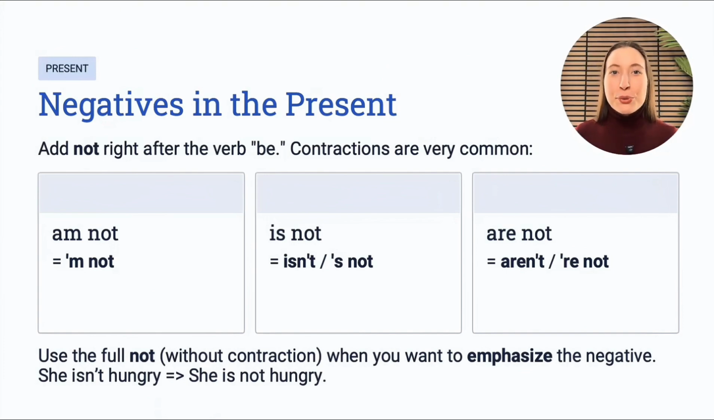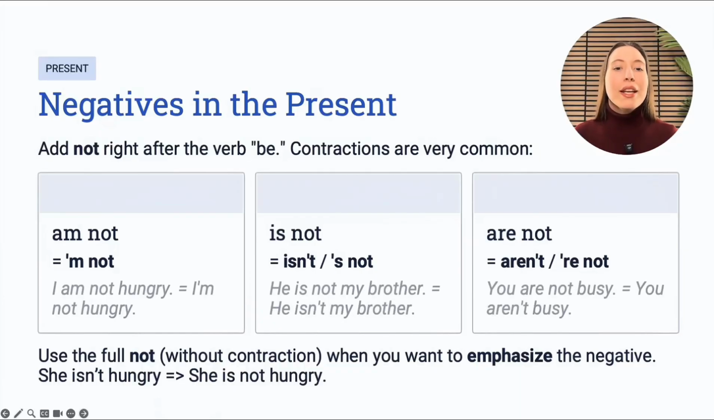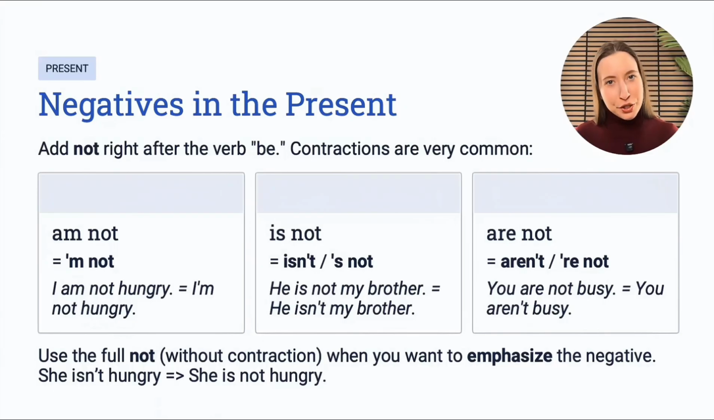Let's look at some examples with other pronouns. I am not hungry, I'm not hungry. You are not busy, you aren't busy. He is not my brother, he isn't my brother. Now let's look at questions.